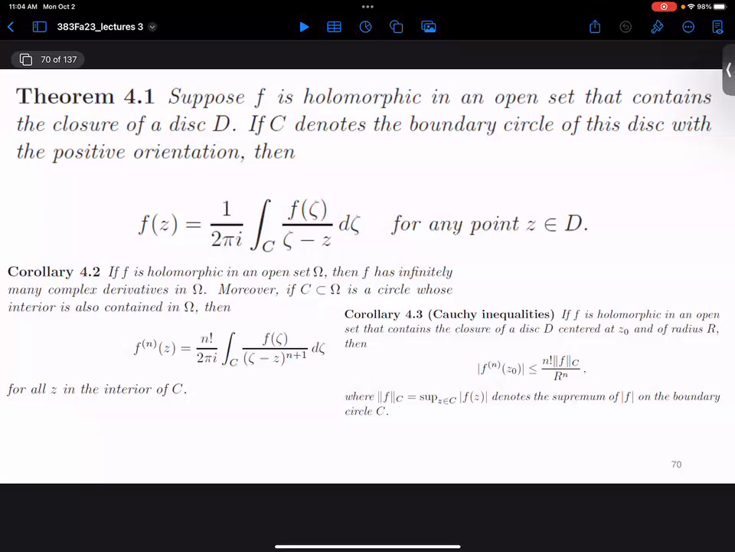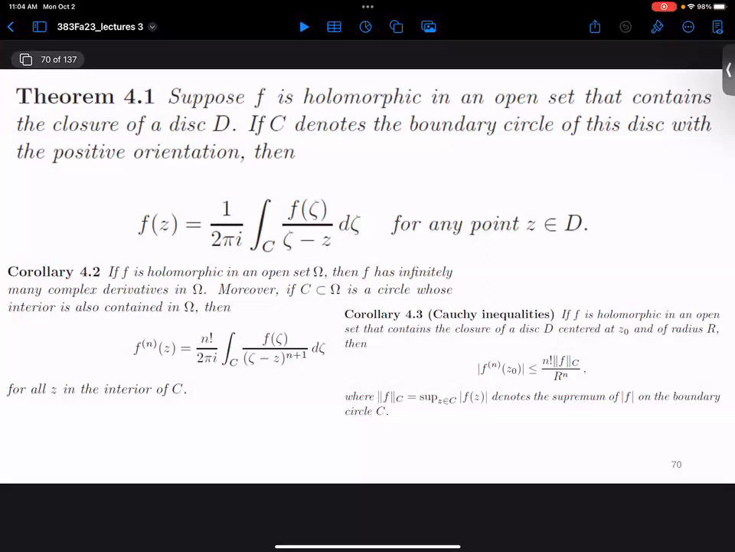All right. So let's just quickly review some results we have from before. So the first is, whose theorem is this? Cauchy. It's either Cauchy or 4.1. It's Cauchy. So Cauchy showed that if f is holomorphic in an open set that contains the closure of a disk and C is the boundary circle with positive orientation, then f(z) is given as 1 over 2 pi i, the integral over C of f(zeta) over zeta minus z d zeta.